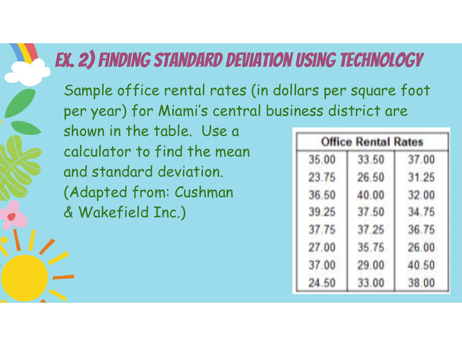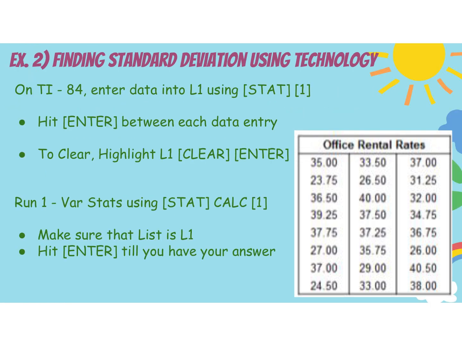So in this example, we have office rental rates for Miami's Central Business District, and we're going to use a calculator to find the mean and the standard deviation. So this has instructions for a TI-84. We're going to enter our data into list 1 using stat 1. So when you hit stat, it's going to say edit up top, and then 1 under edit, edit again. So you want to click on that, and that's going to bring up L1, L2, L3.